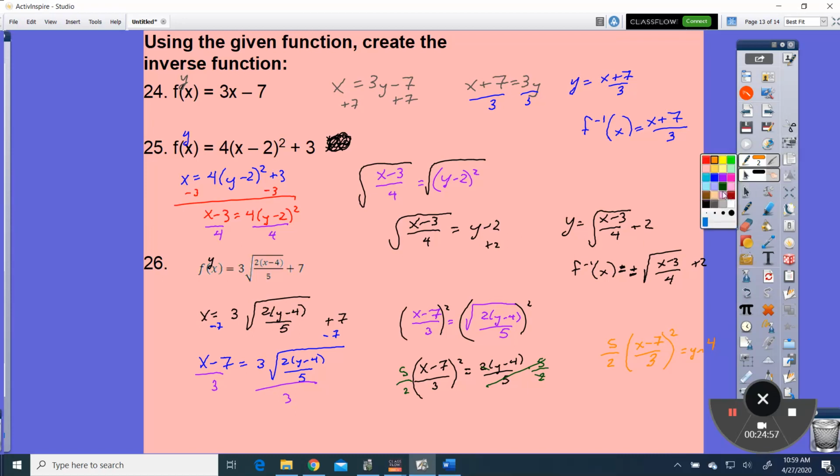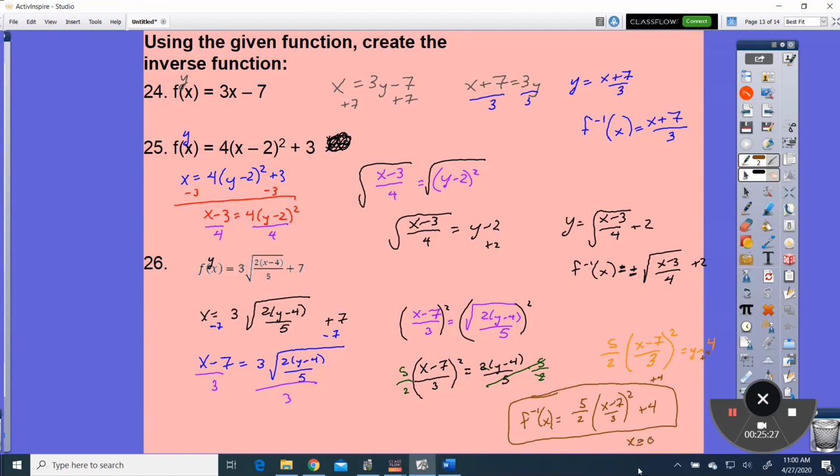So my last step on this wonderful, beautiful mess is add 4. What I do to one side, I would do to the other side. So I have 5 halves times x minus 7 divided by 3 quantity squared plus 4. And that's my inverse. What a mess. And since this was the positive case, x would be greater than or equal to 0 on that. So that's the beautiful mess on that.